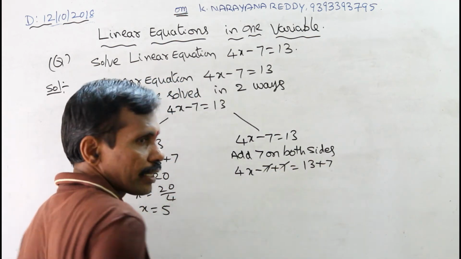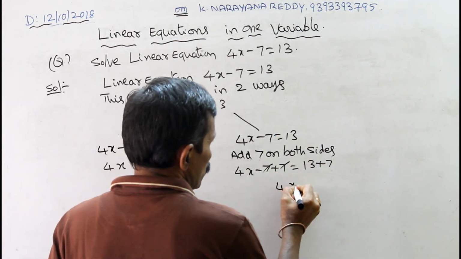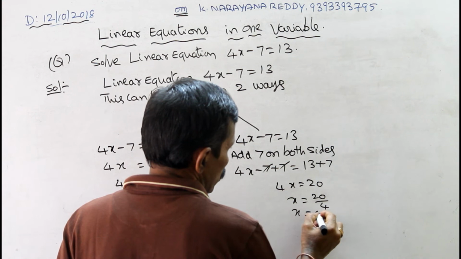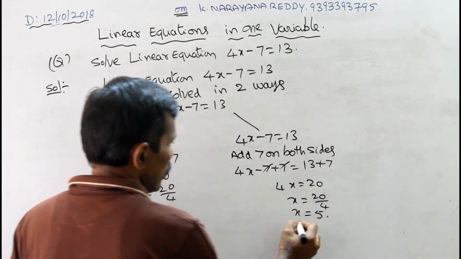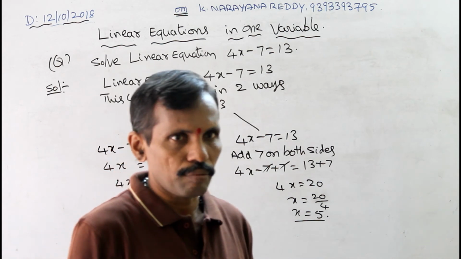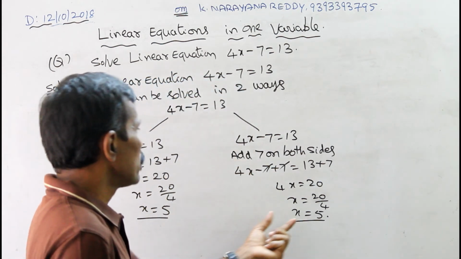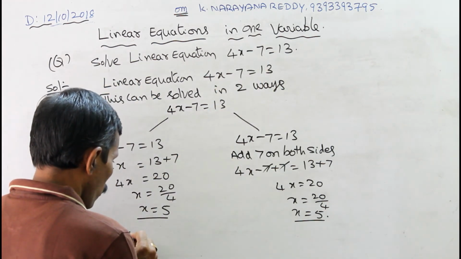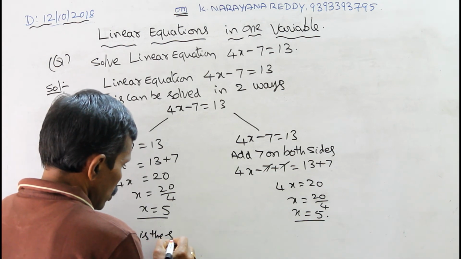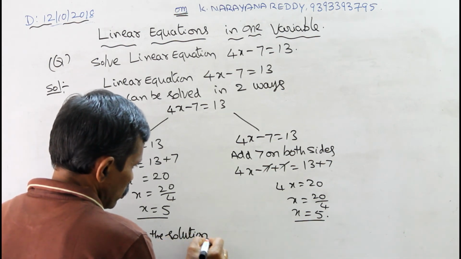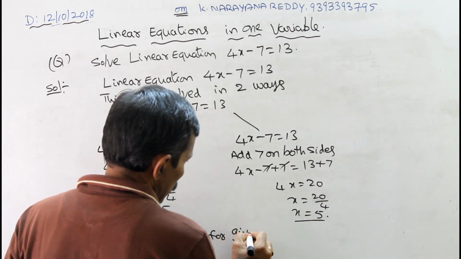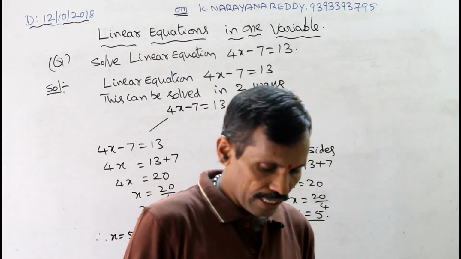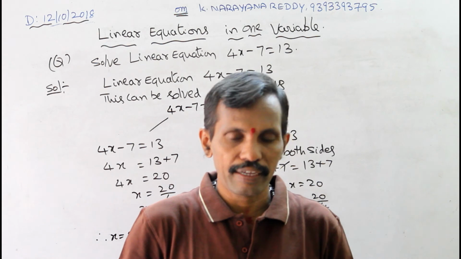Okay? 7 gets cancelled, and 4x equals 20. X equals 20 by 4. That becomes x equals 5. So here x equals 5, and here also x equals 5. Both are the same; there is no difference between the answers. So x equals 5 is the solution for the given linear equation. Okay? So in this way, you can find the solution for a given linear equation in two ways.